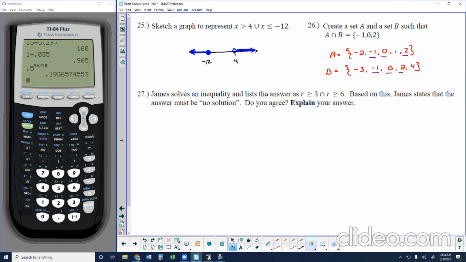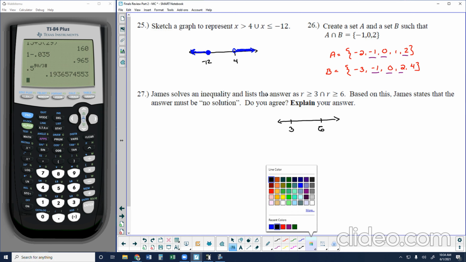Problem 27 says James solves an inequality and lists his answer as r is greater than or equal to 3 and r is greater than or equal to 6. It says based on this, James states that the answer must be no solution. Do you agree? And explain your answer. Well, let's take a look at a number line. Let's start there. And on the number line, my important numbers are going to be 3 and 6 based on this information.